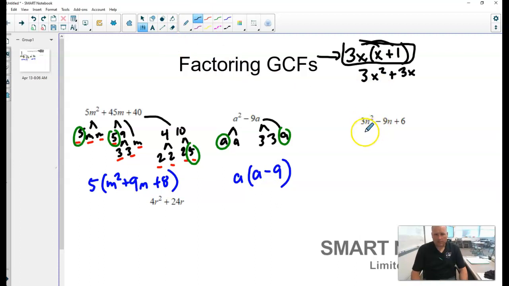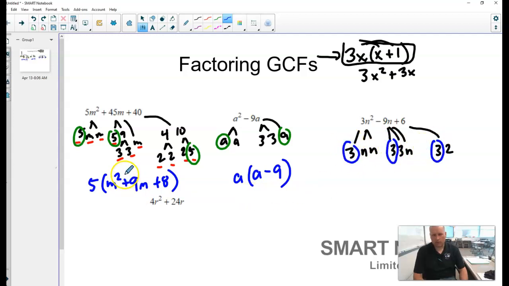Okay, a couple more examples here. This one on the right here. Again, I have the 3, and then I have 2 n's for this one. This one I have 3, and I have the n, because 3 times 3 gives me 9. And then this one here, I've got 3 and 2. Again, I'm just going to see what they have in common. The greatest thing they have in common here, I've got just 3.